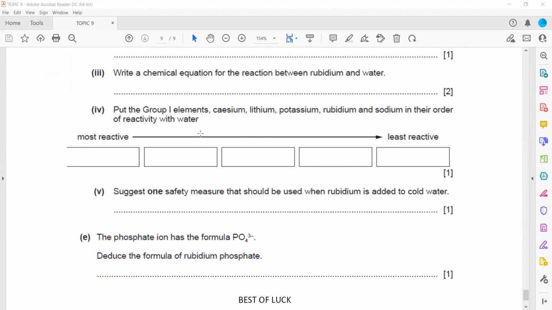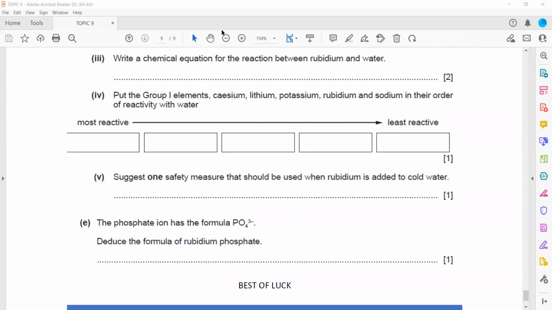Then one safety precaution we should take. Because these are highly reactive metals, when we are adding them to water, splashing might occur. So we should use goggles, or use specs.